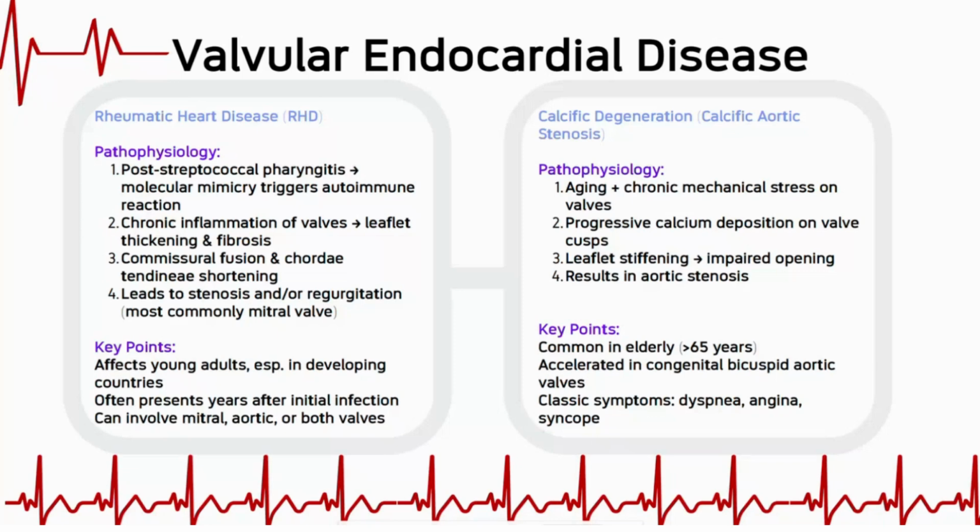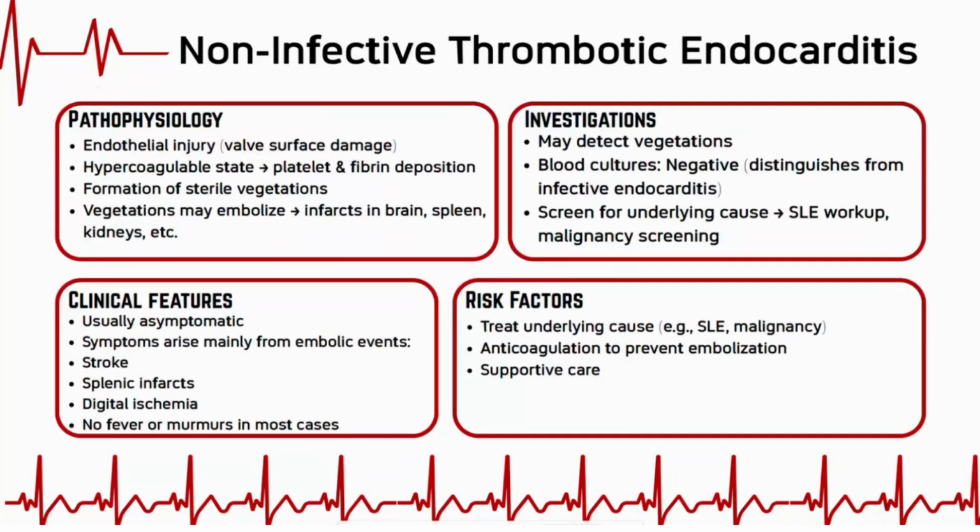And if you have a valve area that's less than 1, we have to think about replacing that valve. So it's quite common in the elderly. So especially if somebody has congenital problems with their aortic valve, this can happen at a faster rate. And classically, the symptoms are SAD: syncope, angina, and dyspnea.